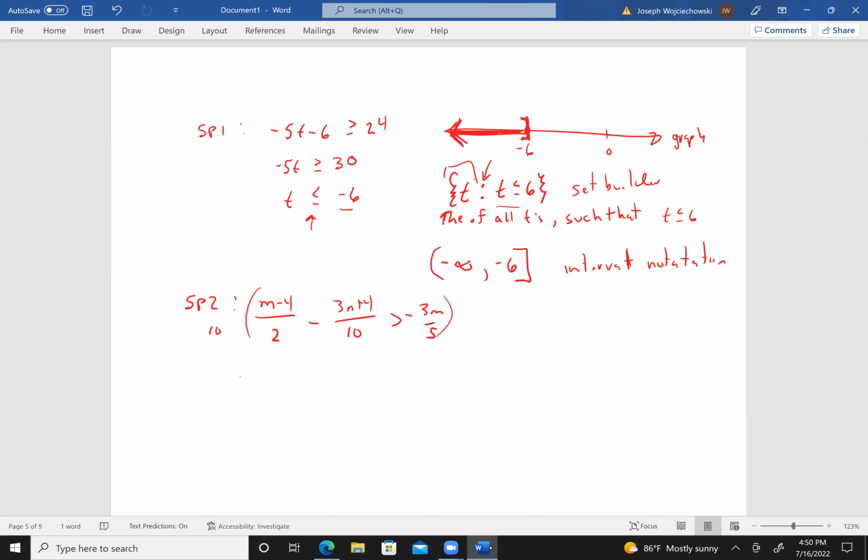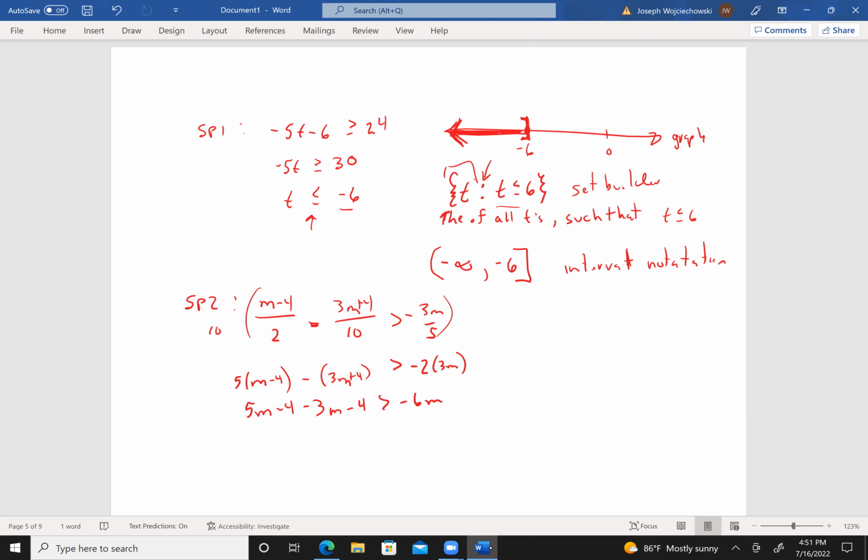and we get 5 times (m minus 4) minus (3m plus 4). This minus distributes to both of them. Be careful there. And this becomes minus 2 times 3m. Go ahead and do our distributing. We have 5m minus 20. These are all m's, not n's, which makes more sense. Negative 3m minus 4 greater than negative 6m.